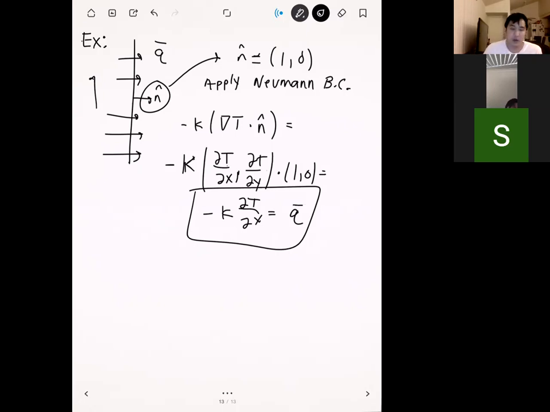Okay, all right, so that's the strong form of 2D heat conduction. And now let's go over the weak form.